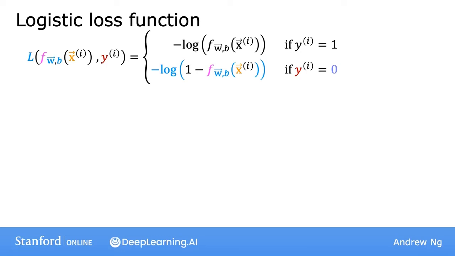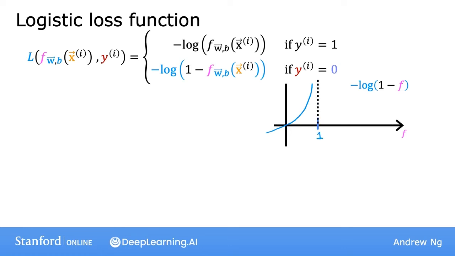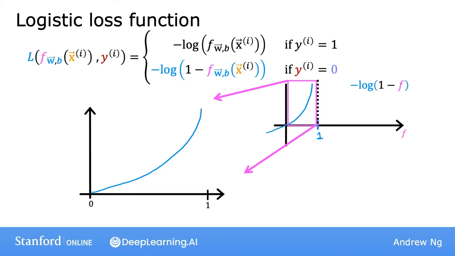When this function is plotted, it actually looks like this. The range of f is limited to 0 to 1 because logistic regression only outputs values between 0 and 1. And if we zoom in, this is what it looks like. So in this plot, corresponding to y equals 0, the vertical axis shows the value of the loss for different values of f of x.